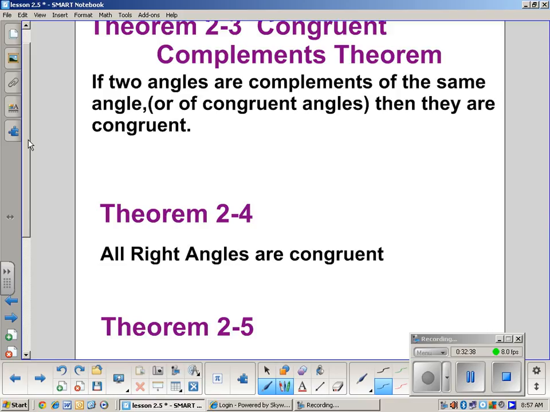So if I know that, let's say I know that these two angles are complementary, and these two angles are complementary, then that means these two angles have to be equal to each other. If this angle were, say, 60, and this is 30, that'd make these two complementary, right? Well, if this is 60 and this one's complementary to it, that would make it 30. 60 and 30 are complementary. So these two have to be equal. They have to be 30 degrees. Okay? So that's what that's saying.